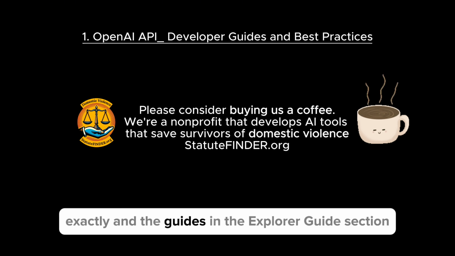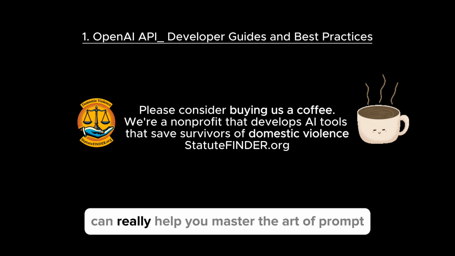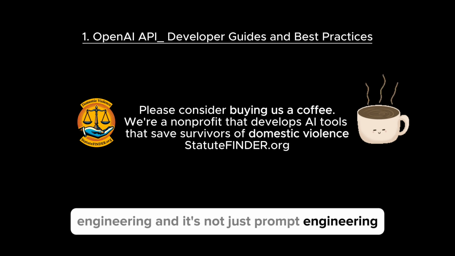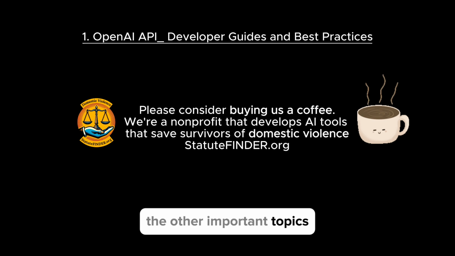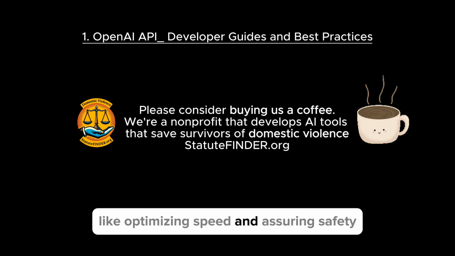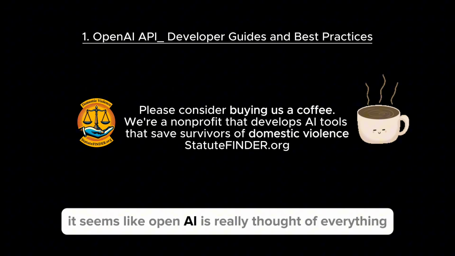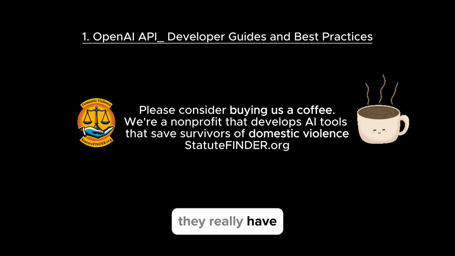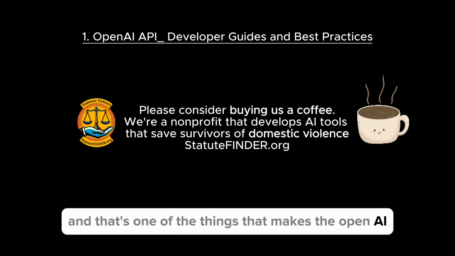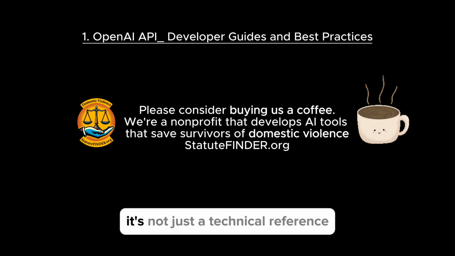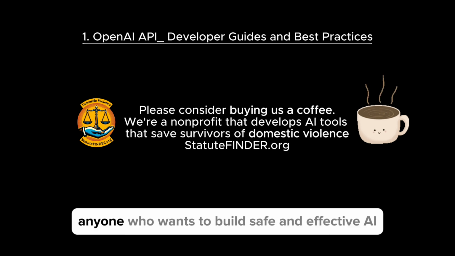Exactly. And the guides in the Explore Our Guides section can really help you master the art of prompt engineering. And it's not just prompt engineering. There are guides for so many other important topics like optimizing speed and ensuring safety. I mean, it seems like OpenAI has really thought of everything. They really have, and that's one of the things that makes the OpenAI documentation so valuable. It's not just a technical reference, it's a comprehensive resource for anyone who wants to build safe and effective AI applications.